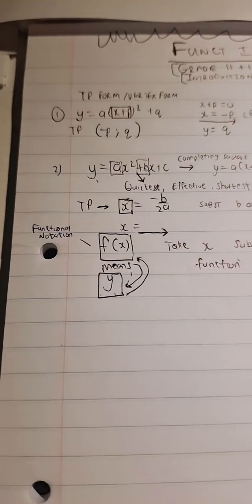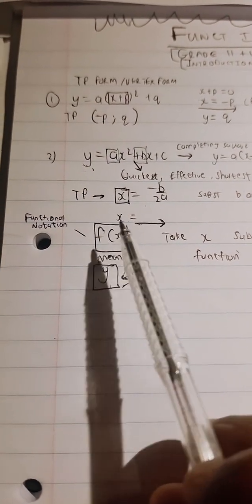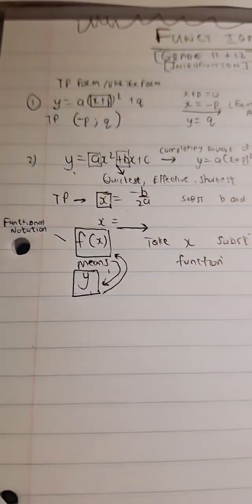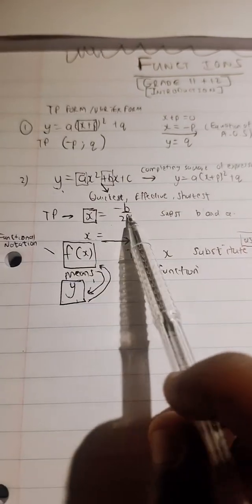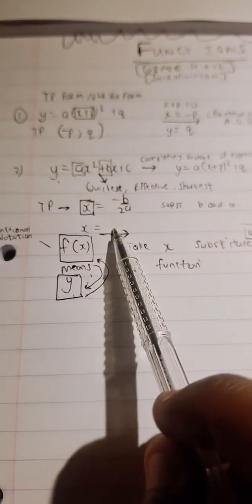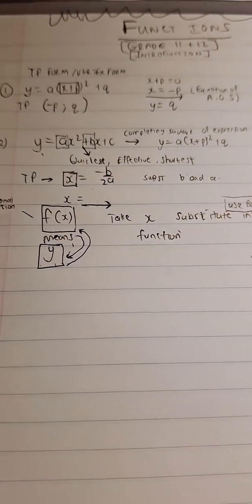The minute you substitute a specific x value in the place of x, it means you are getting the value of y for this particular function. So you must first get the x coordinate using this formula, take the x value after you've gotten it, substitute it back into the function, and then you will get the corresponding y value.